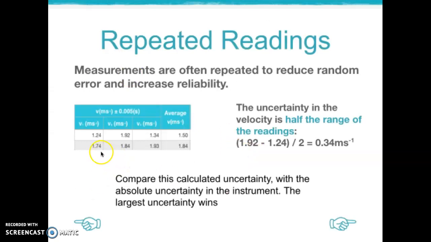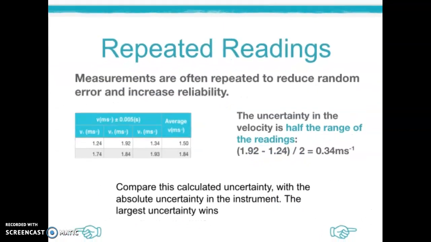As you can see, the first reading was 1.24, the second reading was 1.92, the third... velocity or speed was 1.34. So basically, something is happening in this experiment, which means that this result is not the same. So there's a new extra type of uncertainty.